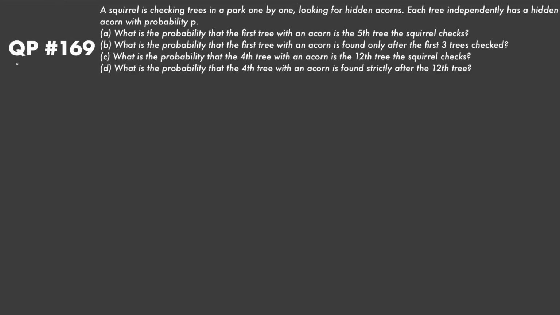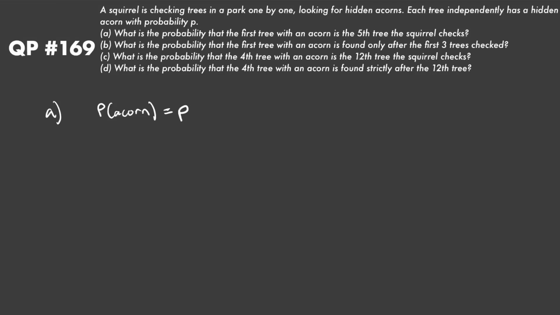Hello everyone, today let's take a look at QP169, a pretty simple geometric or negative binomial question where we have a squirrel who's checking trees in a park one by one, looking for hidden acorns. Each tree independently has a hidden acorn with probability P. In part A, it's asking us what is the probability that the first tree with an acorn is the fifth tree the squirrel checks. And again, we know independently the probability of an acorn being within a given tree is going to be equal to P.